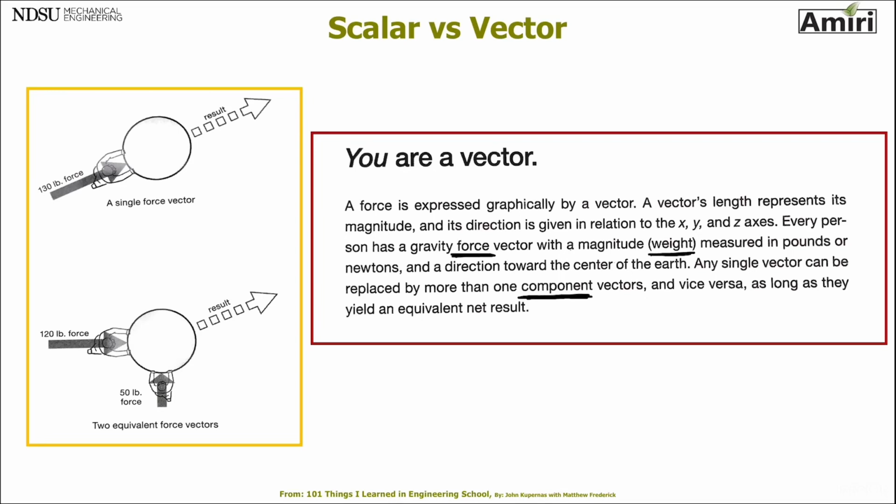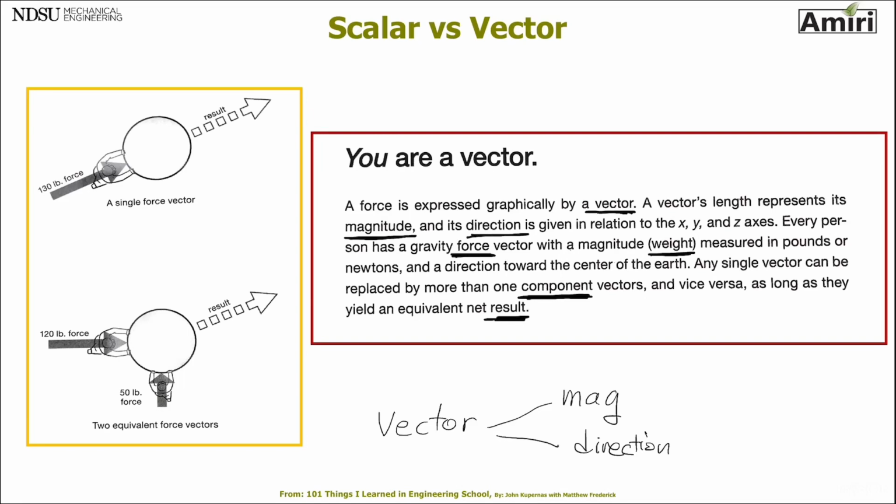And vice versa, as long as they yield an equivalent net result. Okay, so there are some key words here: magnitude, direction, vector. Anytime that we talk about vector, I want you to remember these two key words. It has a magnitude and a direction. And whenever you want to work with a vector, you have to consider both the magnitude and direction.